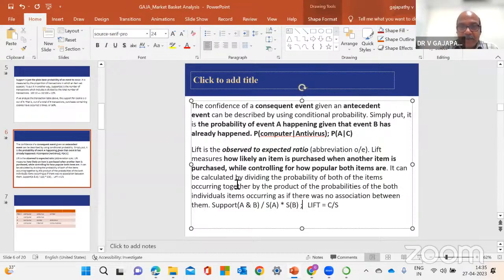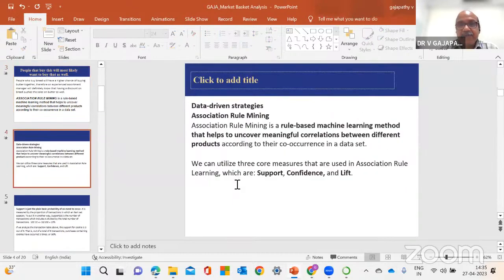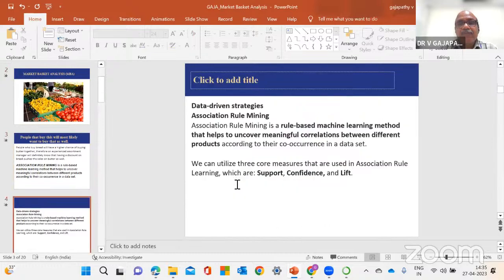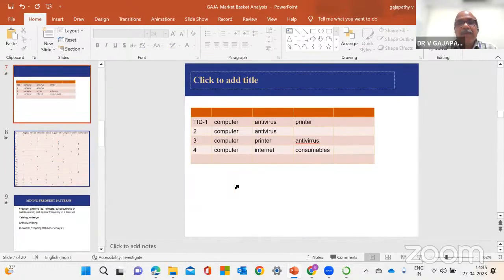See, I'm going back a little bit. Okay, if it is disturbing, please bear with me. Yeah, here transaction 1 is computer, antivirus, printer. This is one transaction. And what is the association? Like that, we are having many transactions. You take, for example, Reliance stores, how many transactions they would be having? How many products they are purchasing? They are purchasing about 25,000 rupees, 30,000 rupees every purchase, every week. Therefore, how many products are there?